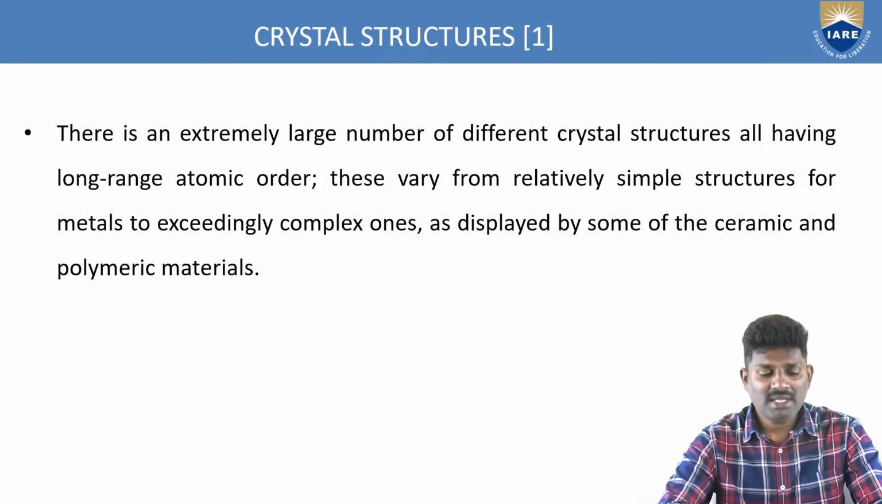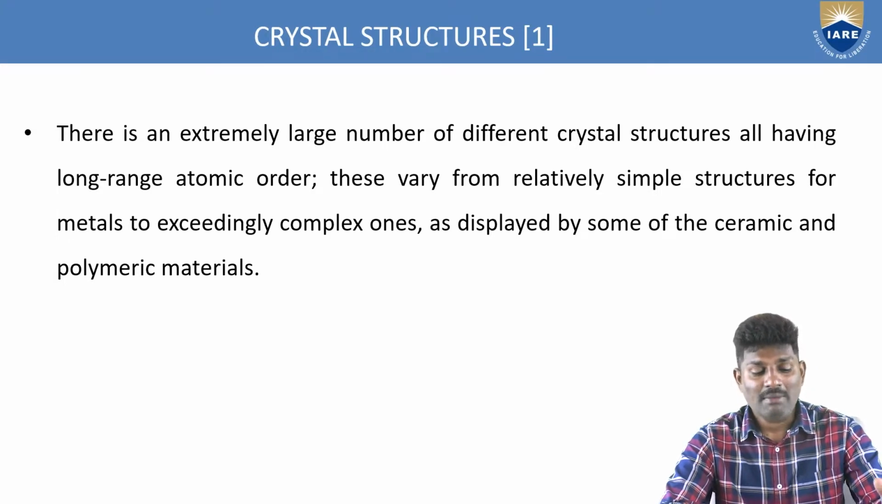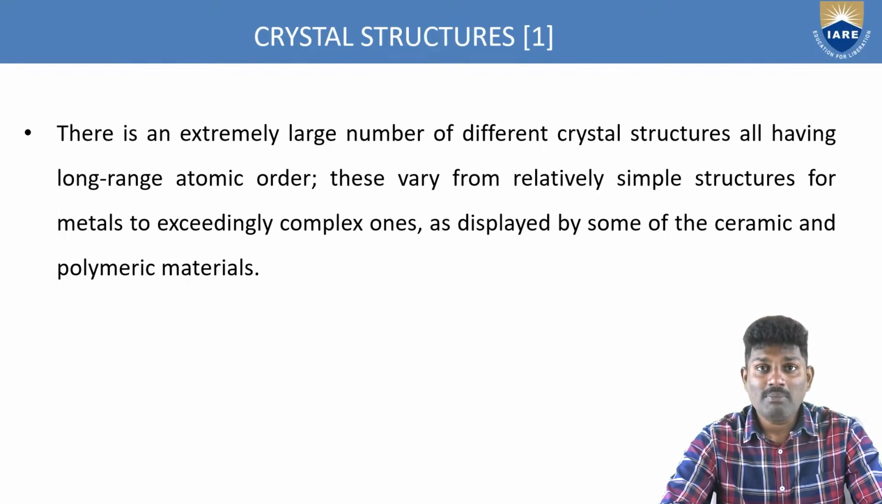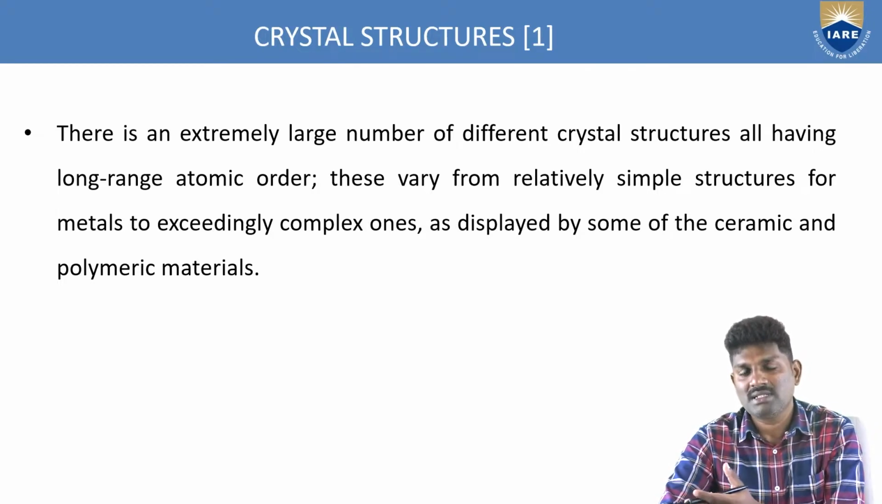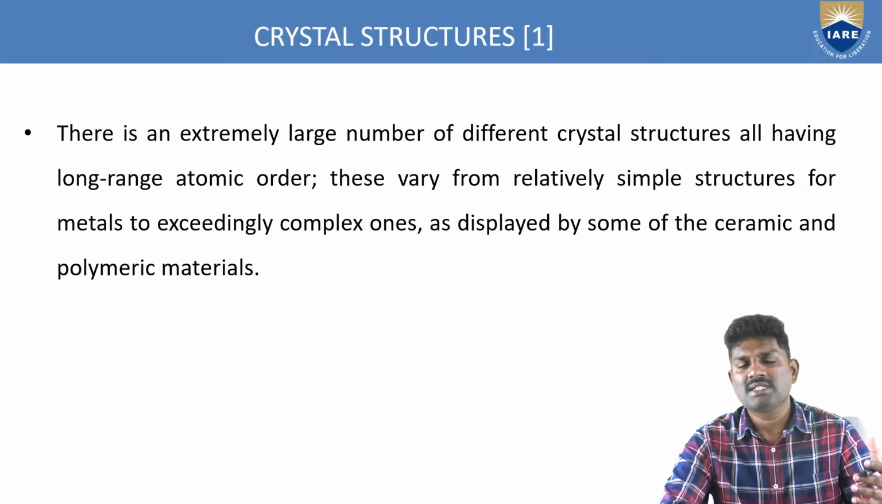Now, there is an extremely large number of different crystal structures, all having a long range of atomic order. This varies from relatively simple structures for metals to exceedingly complex ones. So whatever metals we are selecting, we have n number of materials. Each material will have its own crystal structure, starting from the normal crystal structure to the complex crystal structure. So we have different crystal structures.